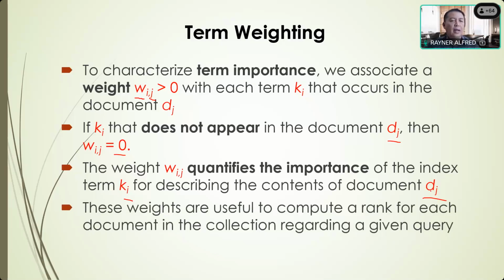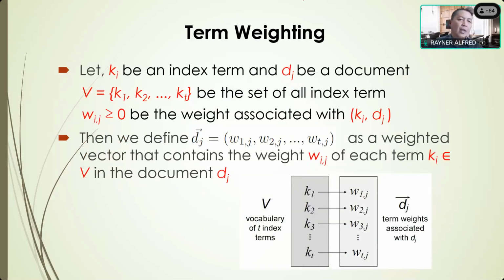Okay, so we no longer use true and false. We are looking at the weight of individual terms in describing the document that we have. So for each keyword in the vocabulary, each keyword will have a weight with respect to the document. So we will have document d_j and keyword i. The weight w_ij refers to the weight of keyword i in document j.